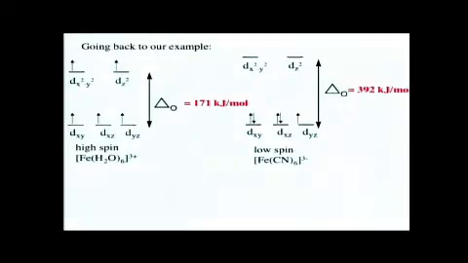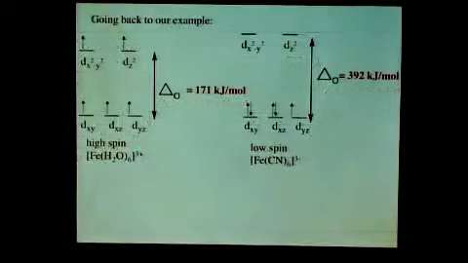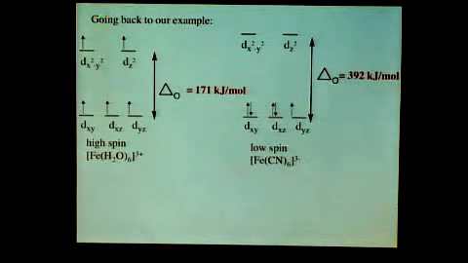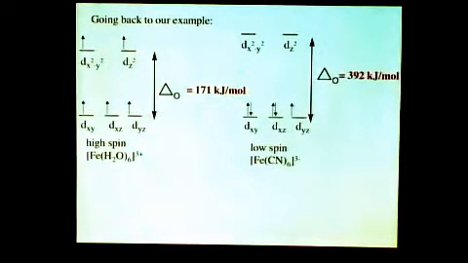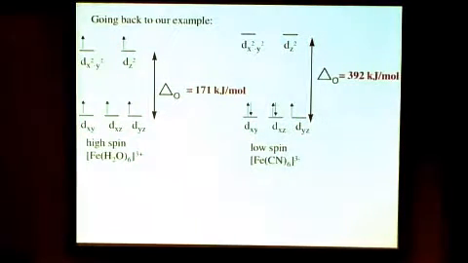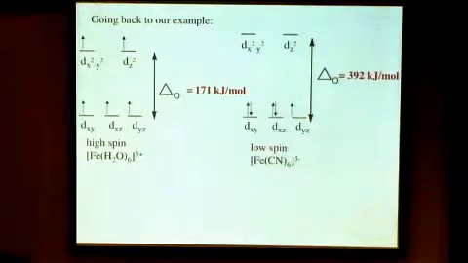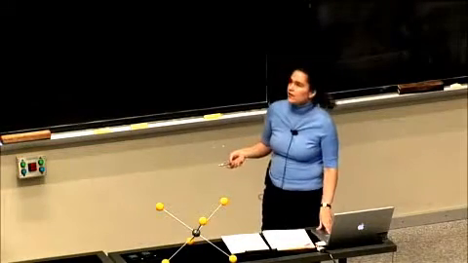So let's look at a couple of the examples here, going back to our example. We had this high spin system with water, and now I'm telling you that the splitting energy is 171 kilojoules per mole. And when you have cyanide as your ligand, your splitting energy is 392 kilojoules per mole. Again, this was a stronger field ligand, so we have a bigger splitting energy. And this was an intermediate field ligand, certainly weaker than cyanide, so this has a smaller splitting energy. So from these values, we can calculate the wavelength of absorbed light.